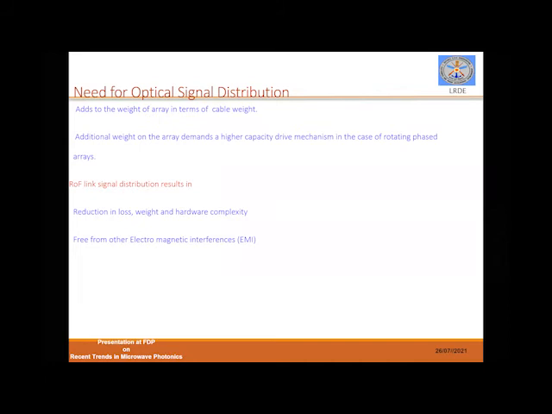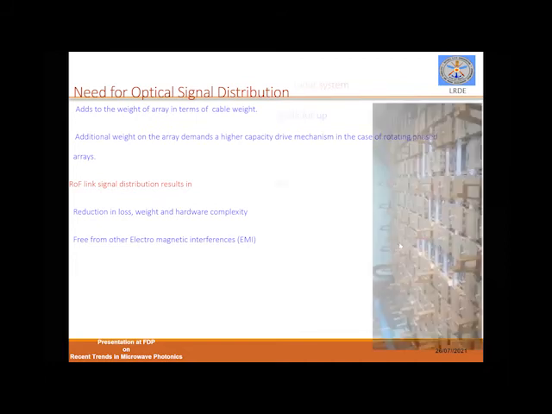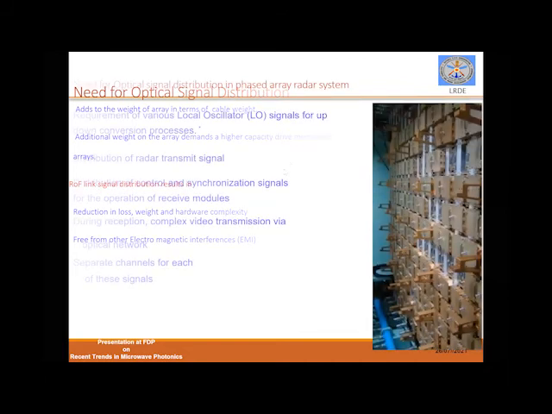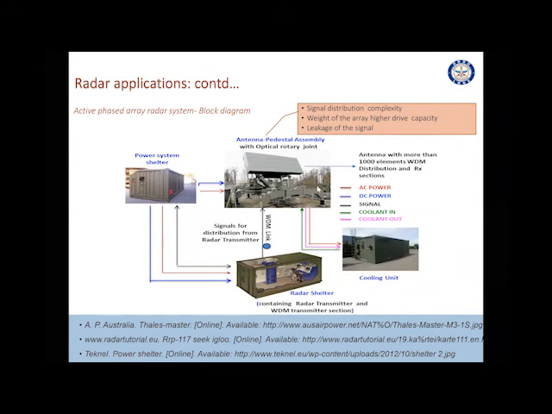And the moment the weight of the array increases, what will happen? If I have to rotate this huge giant here, you require a driving mechanism accordingly. That means if I have to rotate this antenna for 360 degrees, your drive mechanism also should be high, depending upon the weight of this antenna. And another thing is, because of the losses due to RF cable and all, the majority of the major subsystems will be residing as part of the antenna itself.